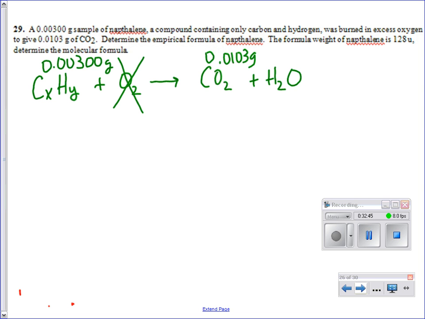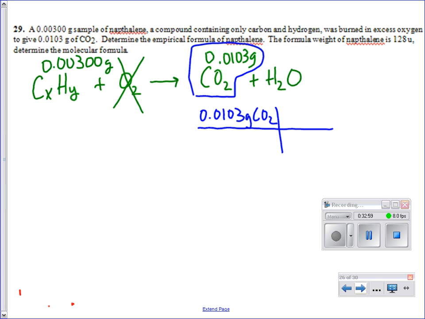So let's do that. Let's look at just the carbon dioxide alone as its own entity. We're not going to do stoich or anything like that. We're just going to say, okay, I have 0.0103 grams of CO2. Looking at CO2 within itself, I've got to get to moles. So for every 1 mole of CO2, I have 44.01 grams of CO2. Well, now I'm in moles of CO2. How do I get to grams of carbon?